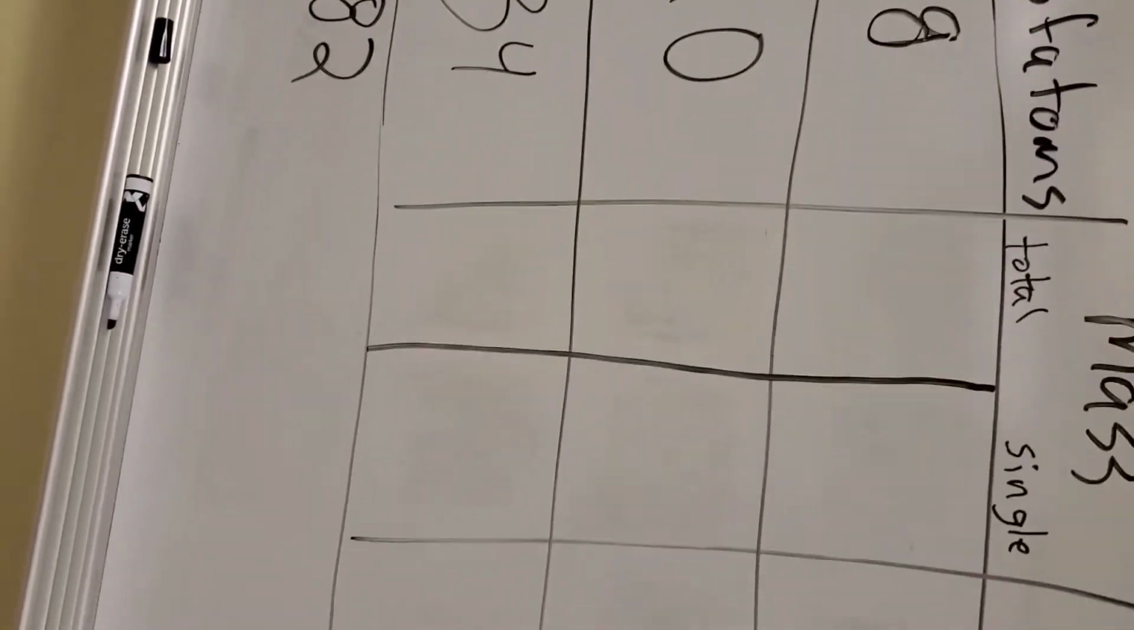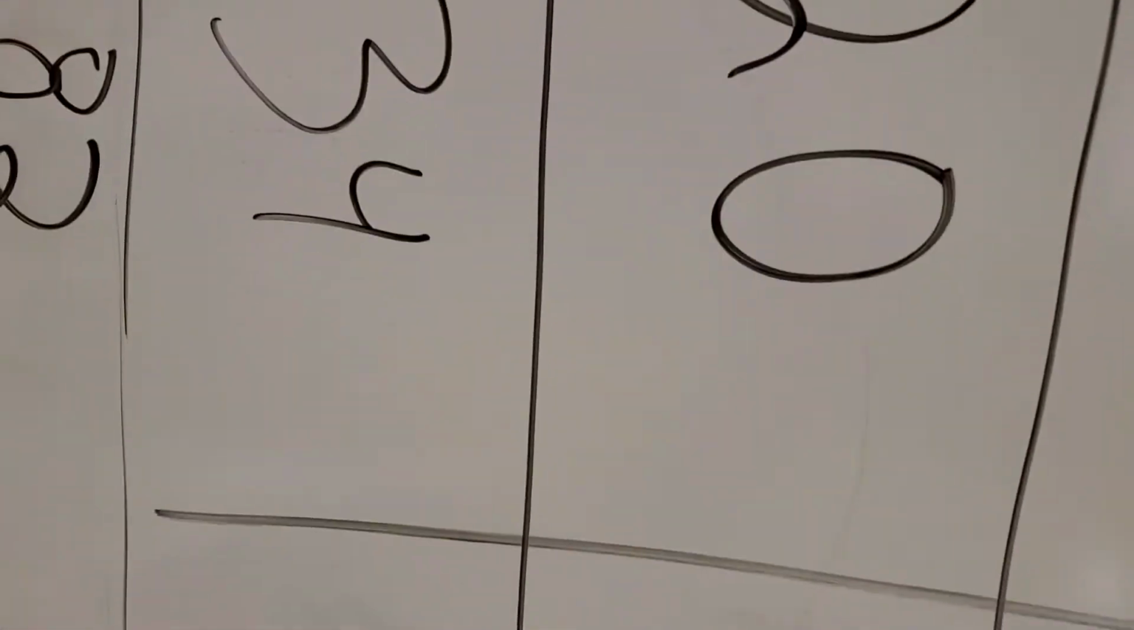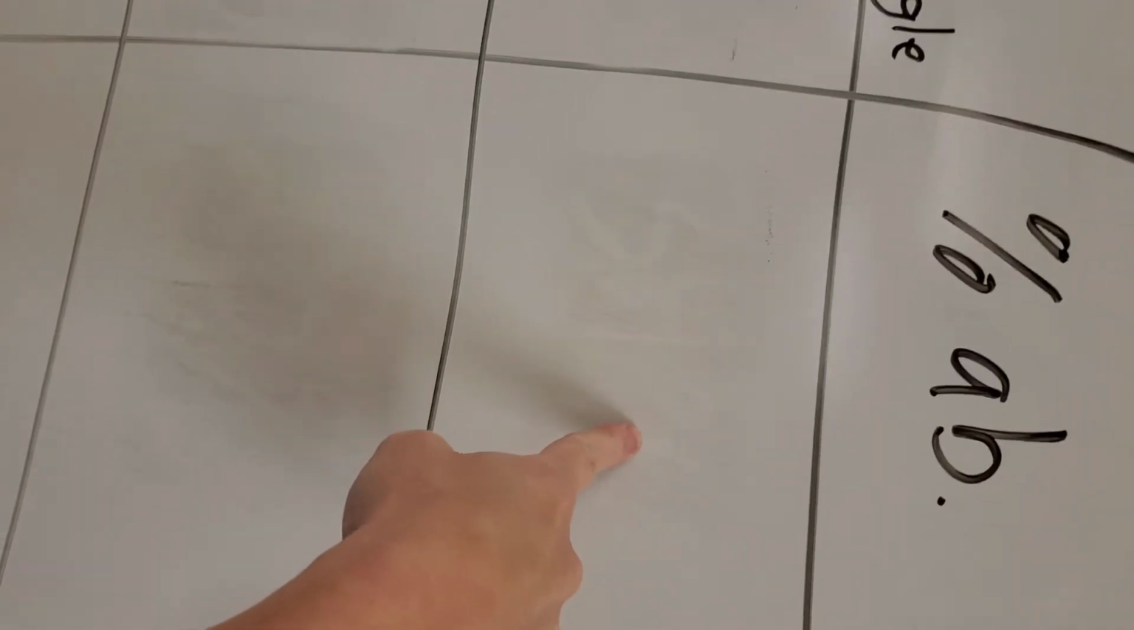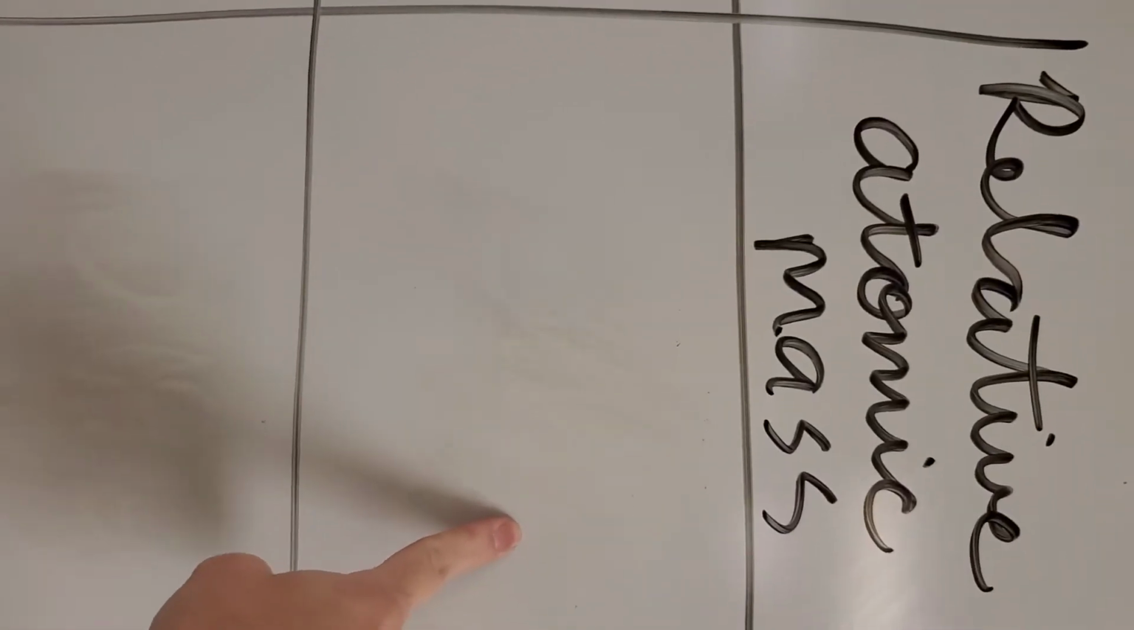That is when we are going to use our atomic mass times percent abundance over 100, that formula that we learned yesterday in our notes with our examples of chlorine. And so you're going to multiply that single mass. You are going to multiply it by the percent abundance over 100, and then you are going to write your answer as the relative atomic mass.